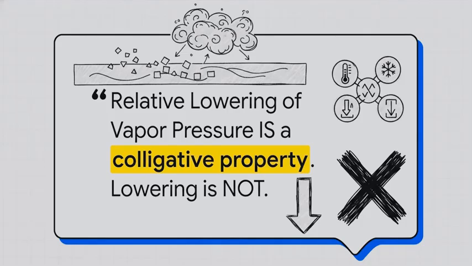So, the crucial point is, relative lowering of vapor pressure is a colligative property, but simply the lowering of vapor pressure, that is not. Guys, this is a massive trap in exam papers. The relative part, often abbreviated as RLVP, is the whole reason it's a true colligative property. Regular LVP just doesn't qualify. Please do not get caught out by this wording trick.